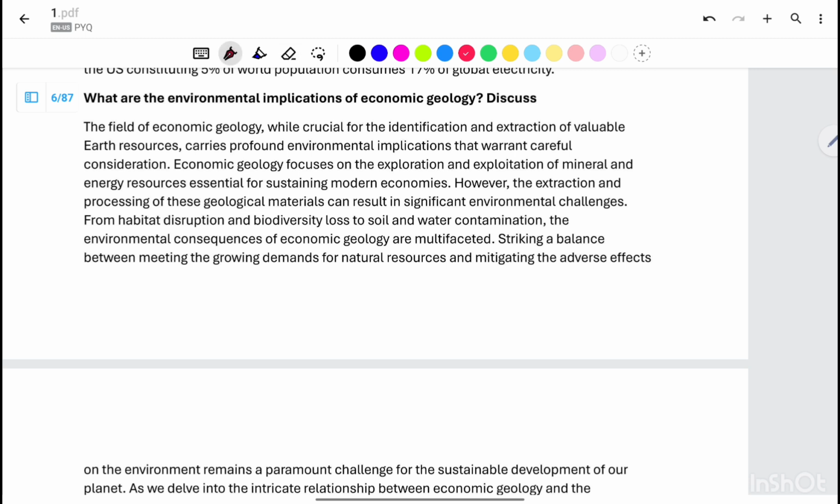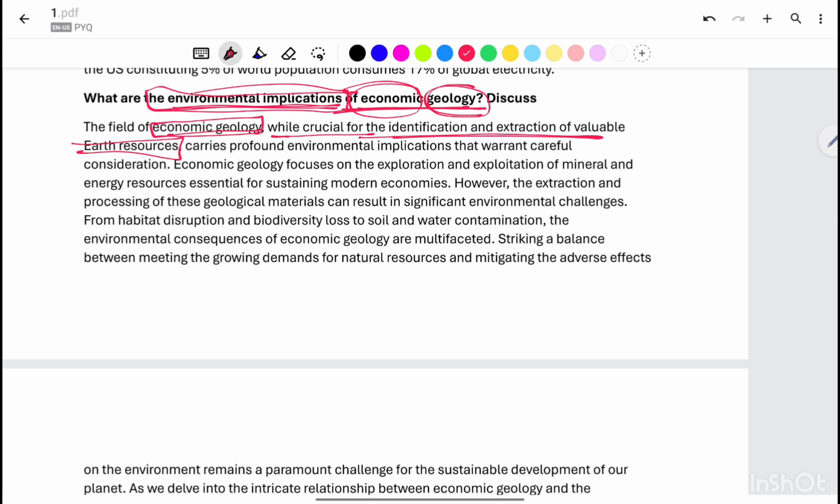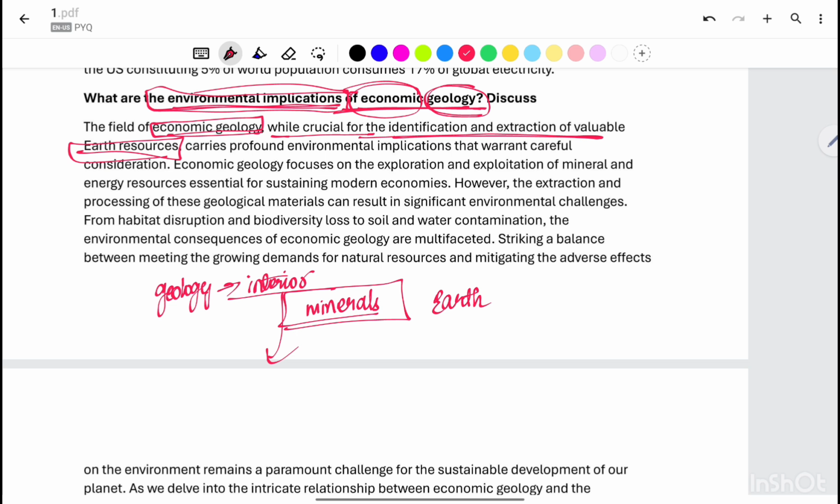Now, what are the environmental implications of economic geology? Economic geology, environmental implications. The field of economic geology, while crucial for identification and extraction of valuable earth resources... Geology is the study of the interior of the earth, right? Geology covers the earth from the surface till the interior. So what is present over here? The minerals are present over here. Earth resources are present over here.